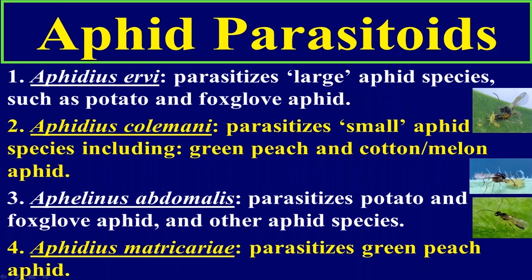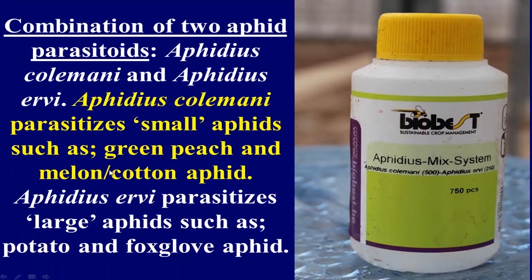So again, it's really critical if you're going to use biological control with parasitoids for aphids that you get them identified to species. However, if you're dealing with a multiple complex of aphids, then you can get a combination of Aphidius colemani and ervi. That way you get green peach, cotton and melon, and potato and foxglove aphid. This typically occurs when you're growing a multitude of crops which are susceptible to different aphid species.